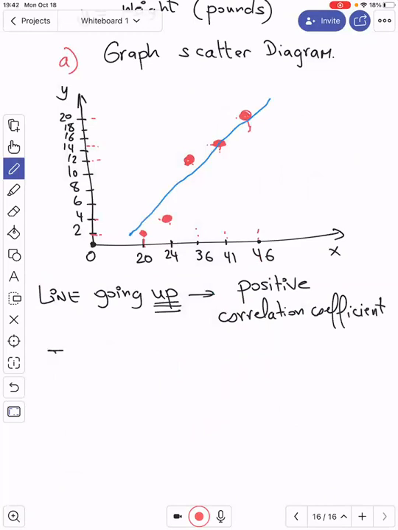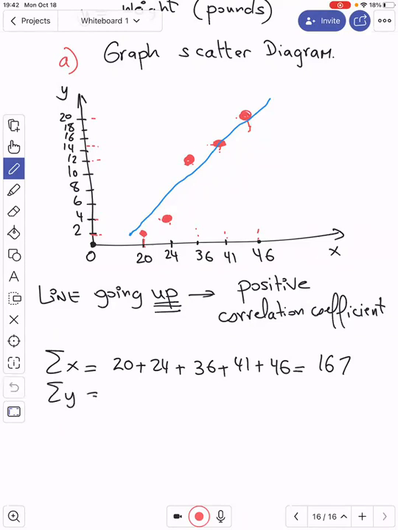So when we say sum of the x's, it's just the sum of the values of x. The first value of x is 20, the second value is 24, then 36, 41, and 46. That's the sum of the x's. I think it's going to be 167. In homework number 3, actually, the sum of the x's is given, right? Now, the sum of the y's is just the sum of the values of y. So it's 2 plus 4, the next value of y is 12, 15, and then 20, which is actually 53, right?